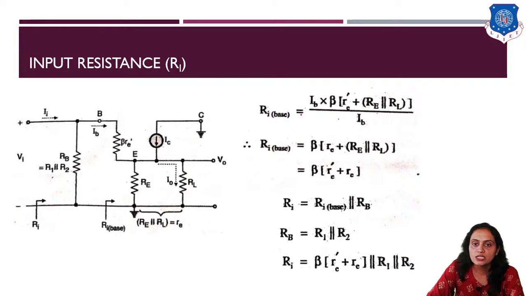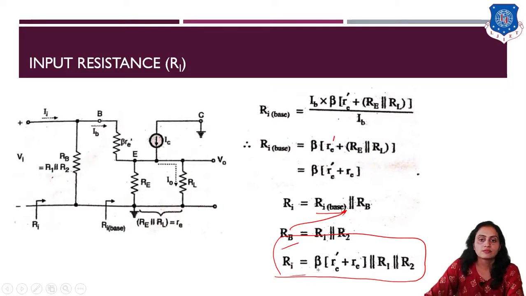Now we want to find the input resistance, that is the input voltage divided by IB. The input voltage from the previous slide is written, IB gets cancelled out, and we get beta into RE dash plus RE parallel RL. So RI is equal to RI base parallel RB, and RB is R1 parallel R2. Putting the value of RB over here, we have the overall input resistance equation as this.